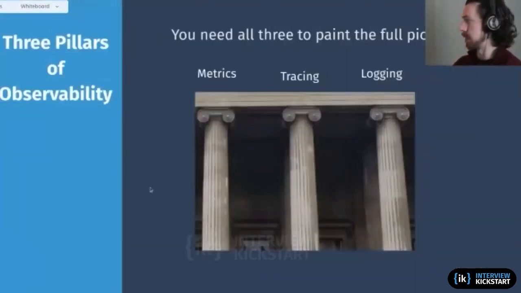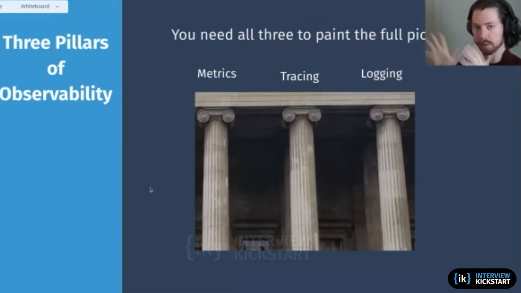So that's the three pillars. A lot of people argue that you can't just use any one pillar individually. You need all three to build the full picture.